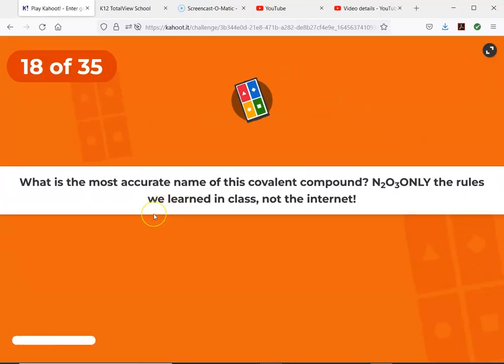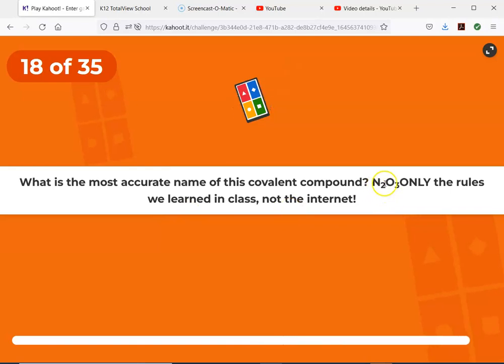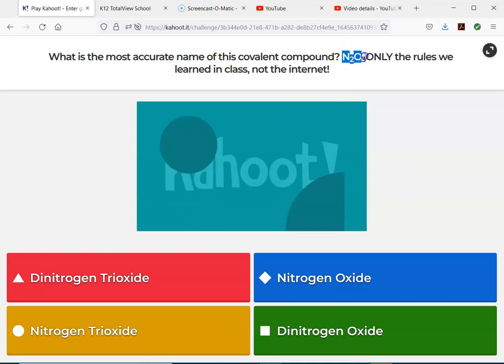Number 18, what is the most accurate name of this covalent compound? The covalent compound here is N2O3. It is covalent, so let's do the other set of rules. Name the first element first. Well, that is nitrogen. They all start with nitrogen, but some of these have prefixes and some of them don't. When we do covalent compounds, we do need prefixes. The only prefix we can sometimes leave off is mono, but this has two, which is di.